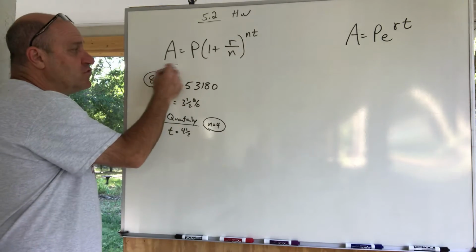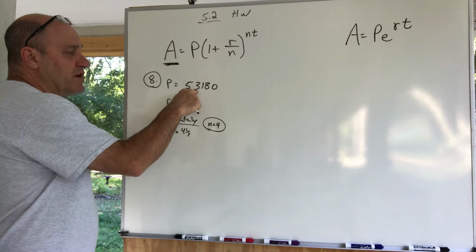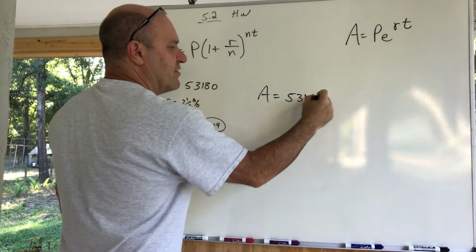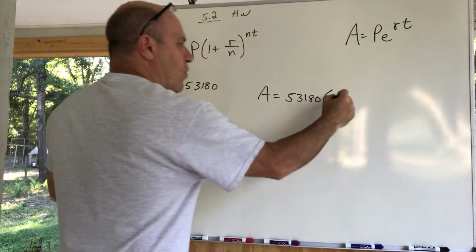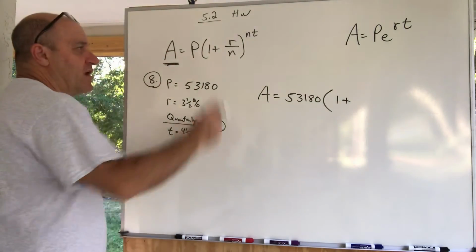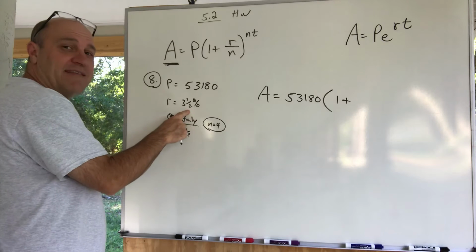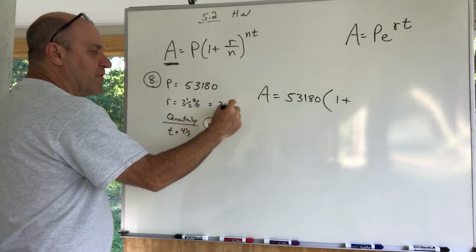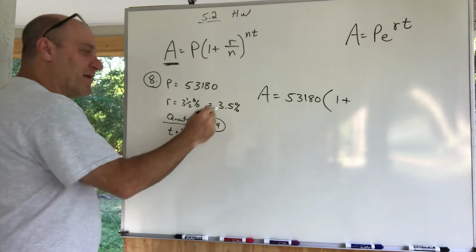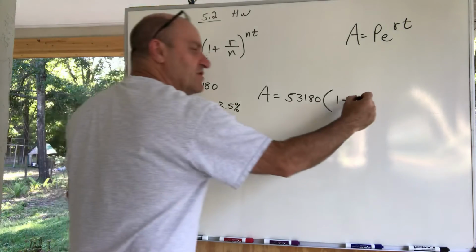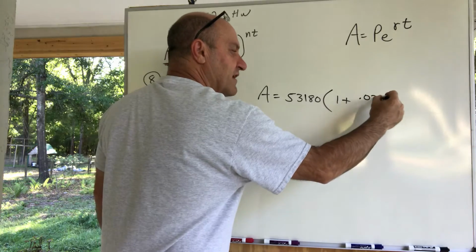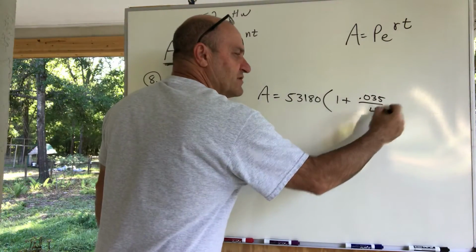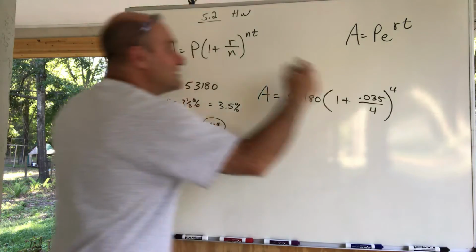We're looking for the future amount of money. They gave me the original amount of money, and here we go. 53,180 multiplied by 1 plus the interest rate r. Now, hold on. You got to write that as a decimal. It's funny they gave me 3.5, which is 3.5%. But then you got to write it as a decimal, which means you got to go 0.035. Did I do that right? 2 places over. Yeah. Divided by n, which is 4, raised to the 4 times t.